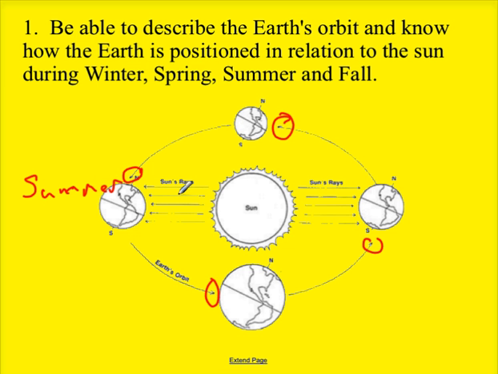We know it's summer because the northern hemisphere is positioned, so remember the tilt of the Earth, so that it's angled towards the sun. When it's away from the sun, this is our winter. And then you go from winter, you have spring, and then here you have fall. So make sure you're able to do this on the test. Make sure you're able to look at a diagram and know what the seasons are.